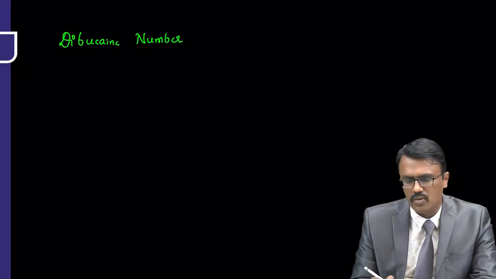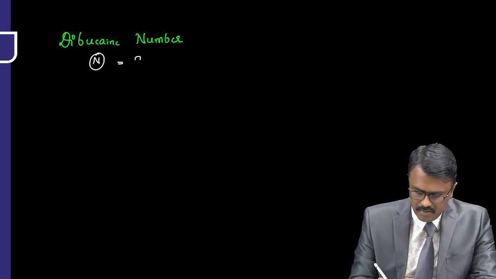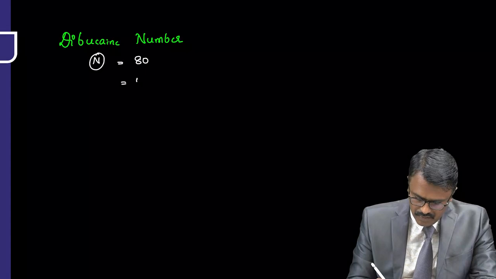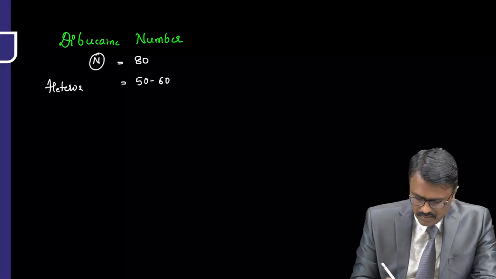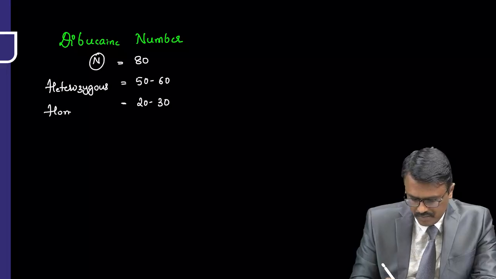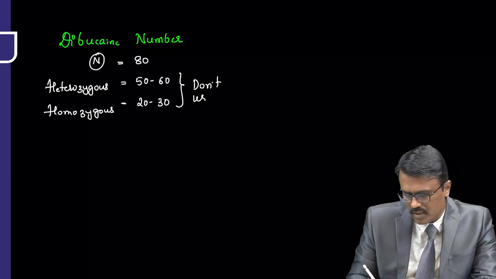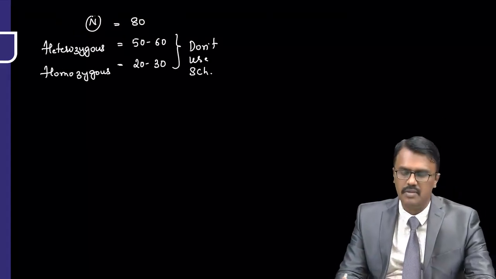So the dibucaine number is going to tell us. If the number is 80, that means normal. If it is between 50 to 60, the patient has the heterozygous trait. If the number is between 20 to 30, he has the homozygous trait. So in them, don't use succinylcholine for intubation, if their number is low.